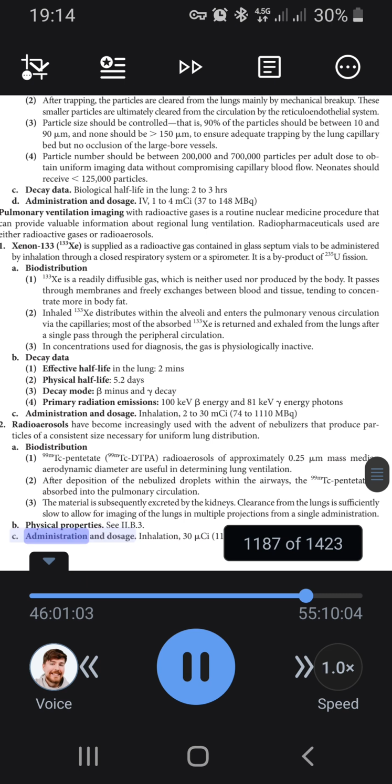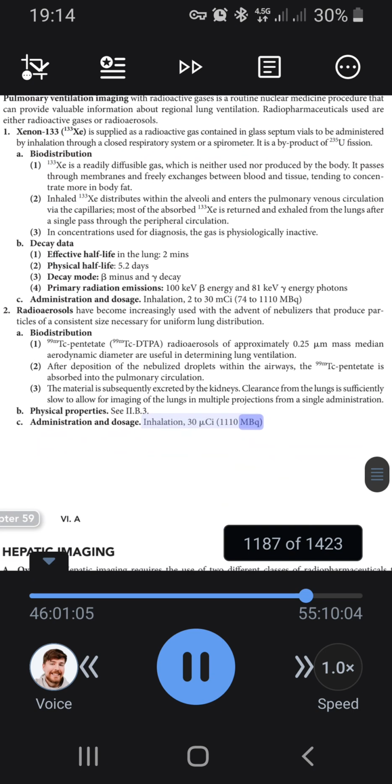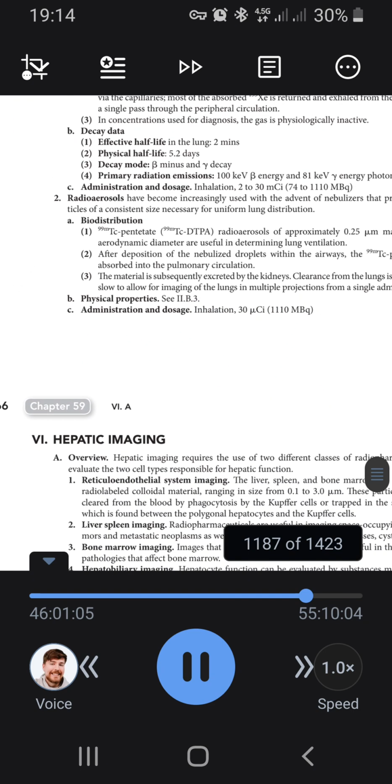C. Administration and dosage. Inhalation, 30 mCi (1110 MBq). Nuclear pharmacy.